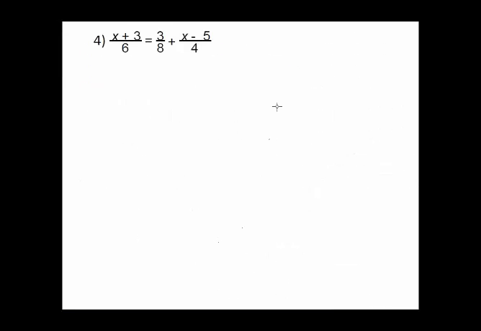Number 4 is a problem that has denominators, which whenever you're solving an equation, the first thing you want to try to do is get rid of denominators. Denominators are very hard to work with. Now, the way you can get rid of denominators is by multiplying each term by something that is going to cancel out the denominator. And in order to do that, you need to find what is called the LCD, or the least common denominator. Now, in this case, you can do a little bit of trial and error.